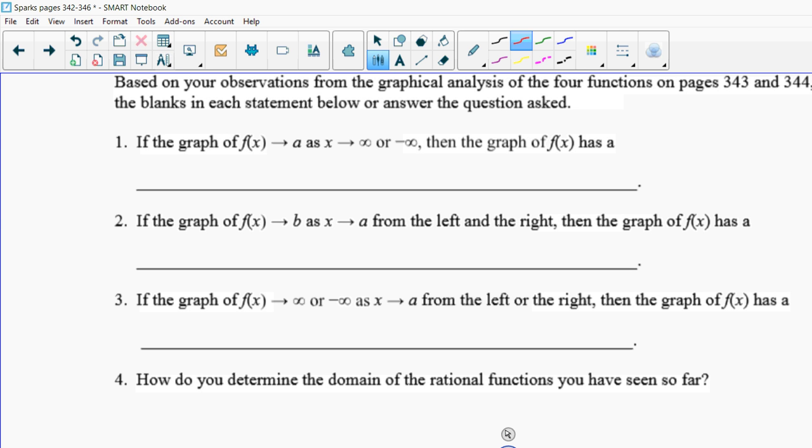If the graph of f of x approaches a number, that means the y values approach some number as x approaches infinity or negative infinity. So as x approaches infinity or negative infinity, and the y values are getting closer and closer to some number, what do we find? Horizontal asymptote. Yep.